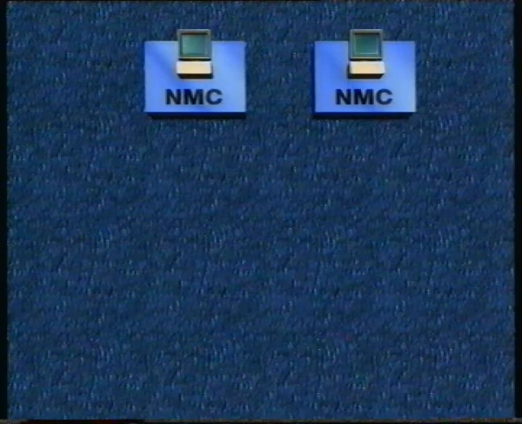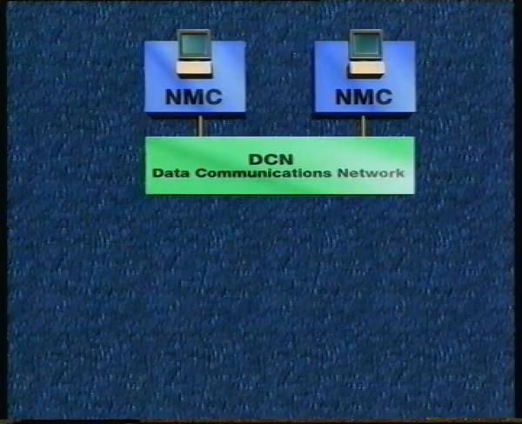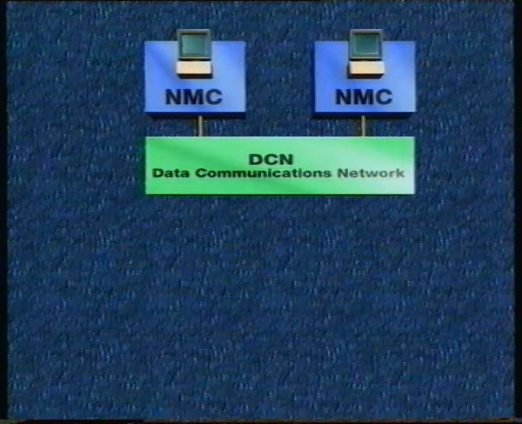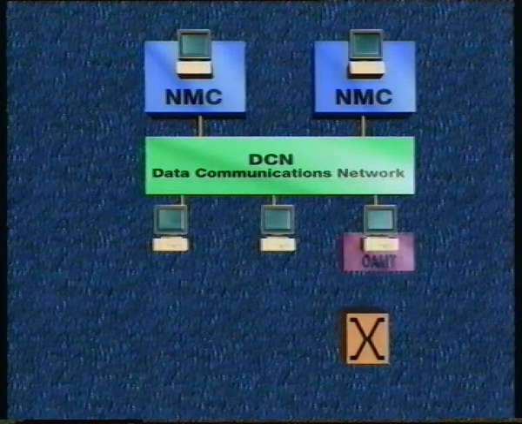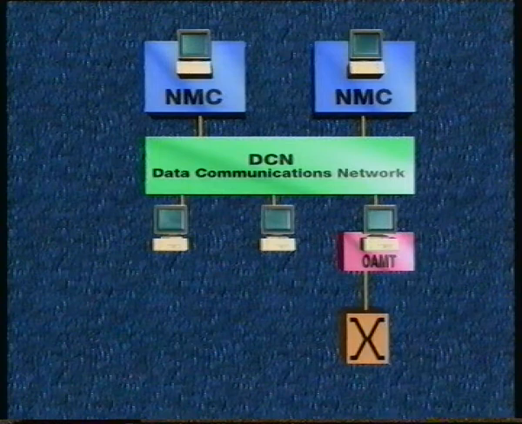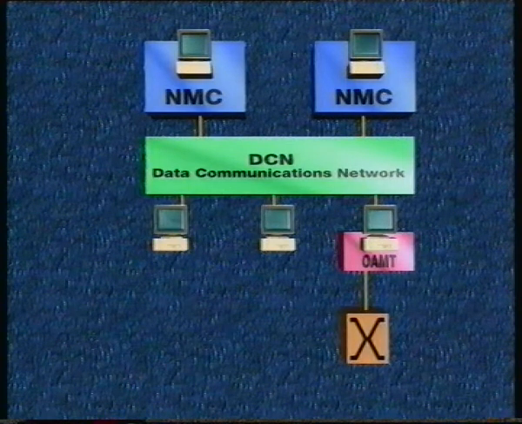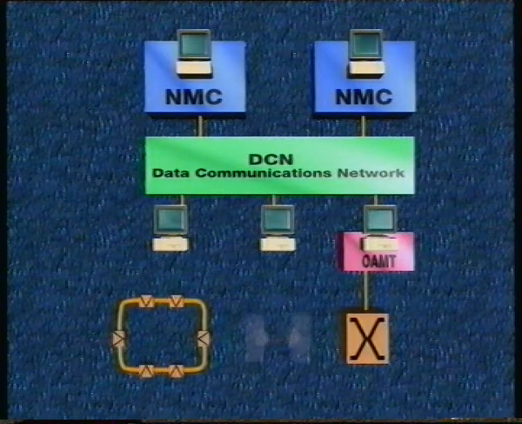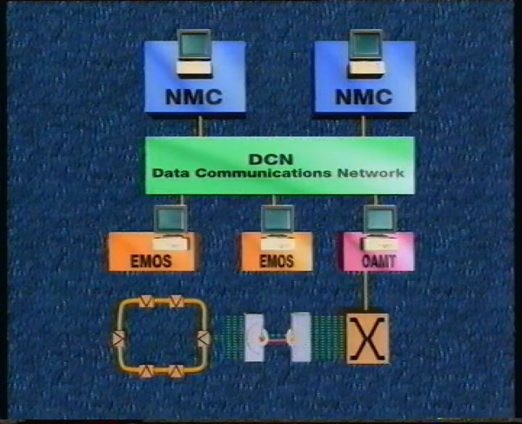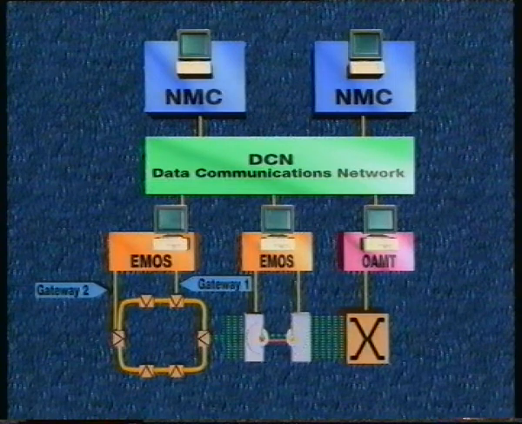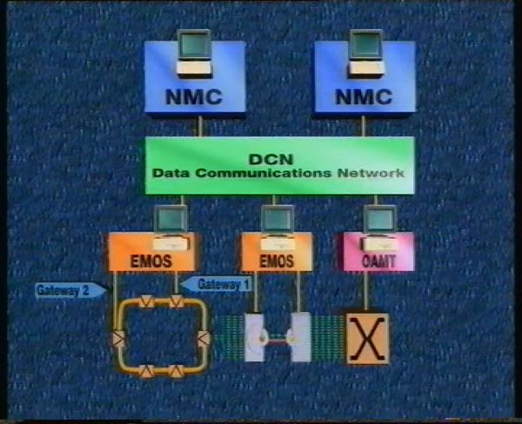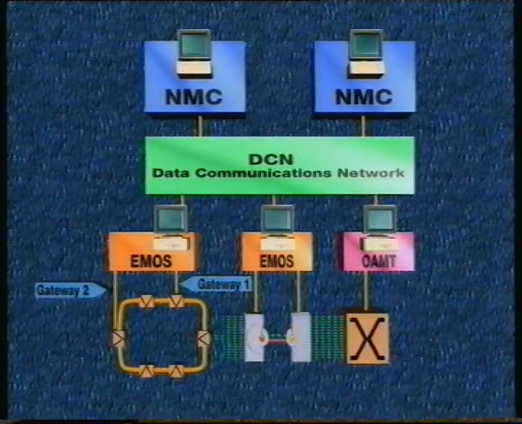To manage the network, the NMCs are connected via a data communication network, or DCN, to element managers. The element manager for a cross-connect is called an Operations Administration and Maintenance Terminal, or OAMT. Element managers for ADMs and line systems are known as EMOS. This stands for Element Manager Operating System. As you can see, for protection, the EMOS for an ADM ring is connected via two gateways. Other ADMs in the ring are managed via the STM1 overheads.